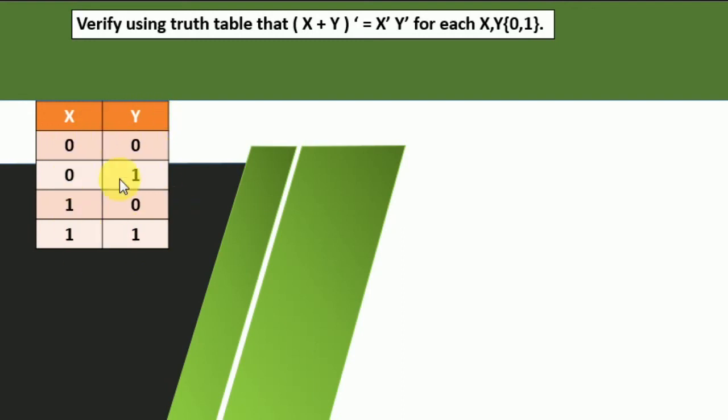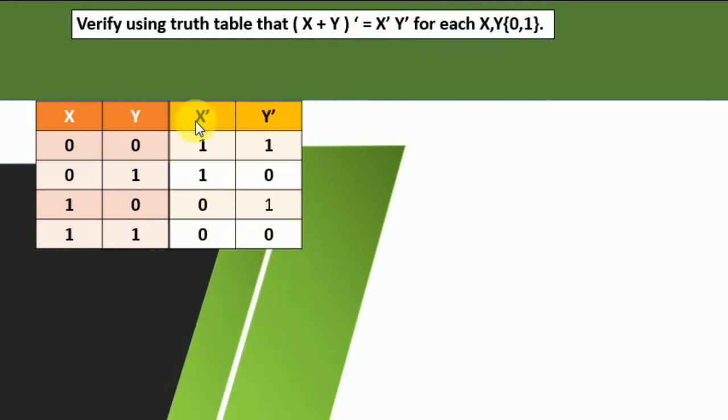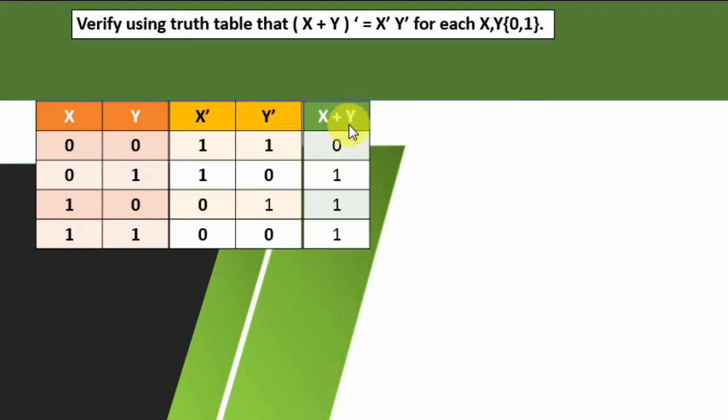Next you have to solve these two complements, x complement and y complement. So we change the values of x, 0 0 to 1 1 and 1 1 to 0 0. In y complement you change 0 to 1, 1 to 0: 1 0 1 0. Now what are you going to solve first? X plus y, x or y, that means 0 0 is 0, 0 1 is 1, 1 0 is 1 and 1 1 is 1. So we solve x plus y.